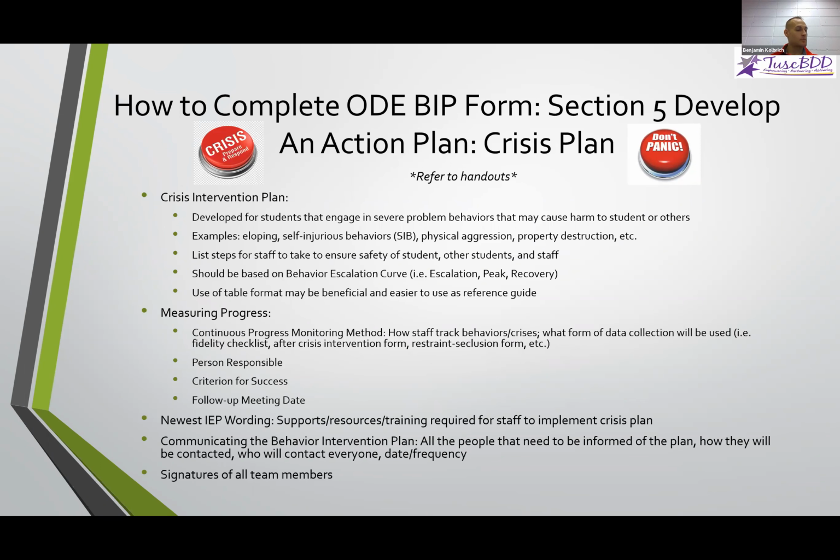All right. So crisis intervention plan. This is on the third page, page 3. Okay. All right. So an action plan, or the crisis plan.